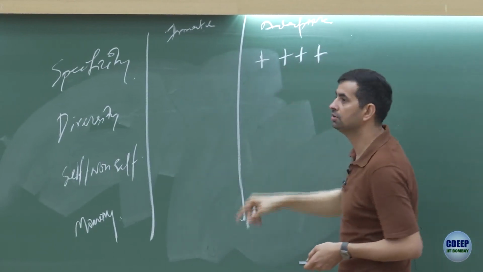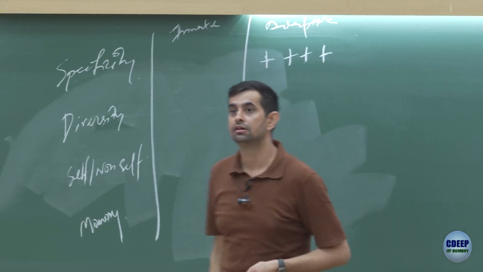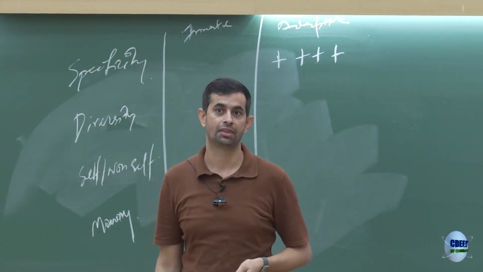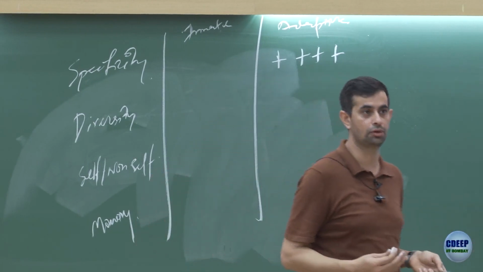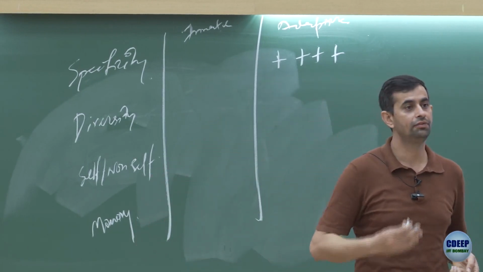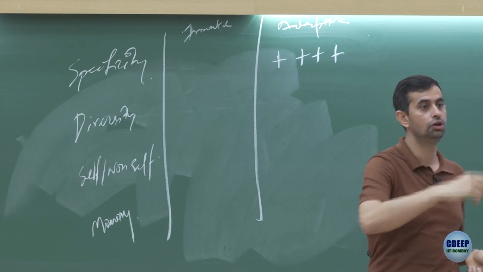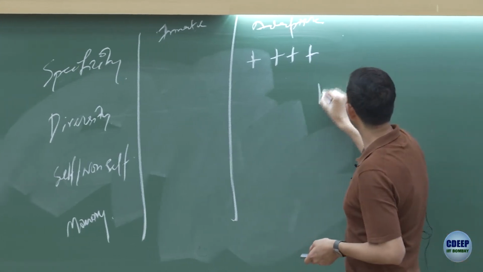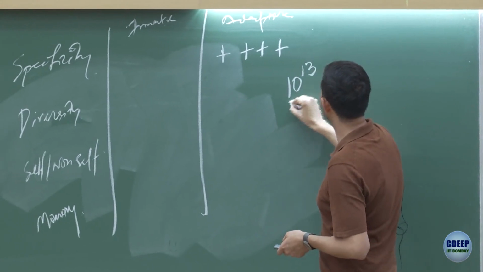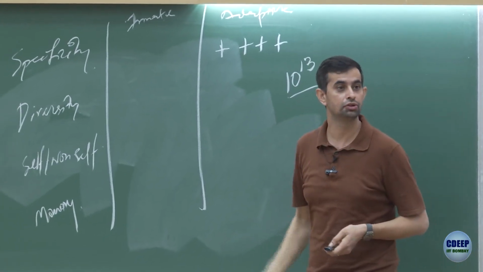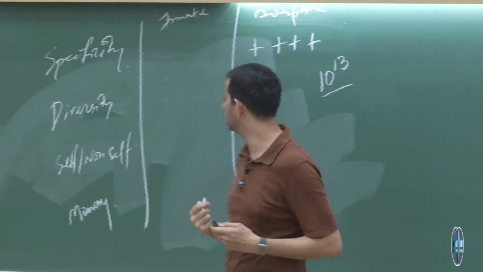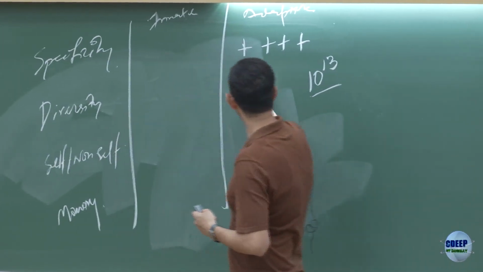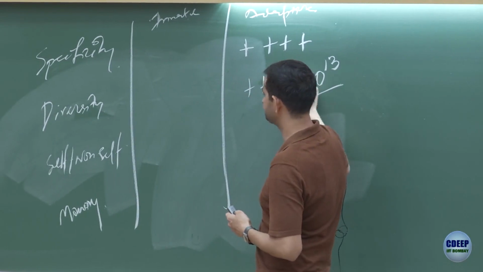Then the diversity. B and T cells have receptors, and the B cell receptor repertoire can be a remarkably high number. Let's say you can produce 10 to the power 13 antibodies. You see how many zeros we have, so the power is remarkably high. So diversity here is again extremely high.